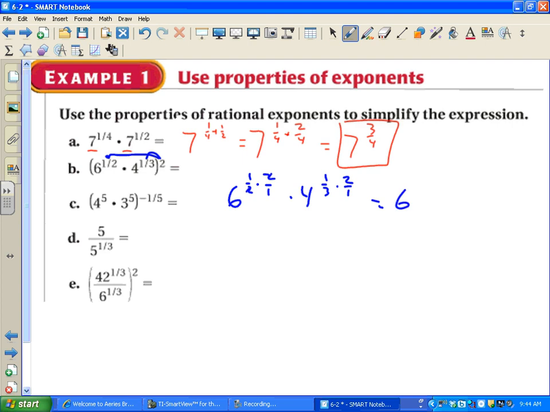So I'm just going to leave that as 6 times 4 to the 1/3 times 2 over 1, which is 4 to the 2/3. I cannot combine the 6 and the 4 at this point. 6 and the 4 are not like terms. They have different bases, so I will have to leave them there. That's actually exactly how I leave my answer. 6 times 4 to the 2/3.